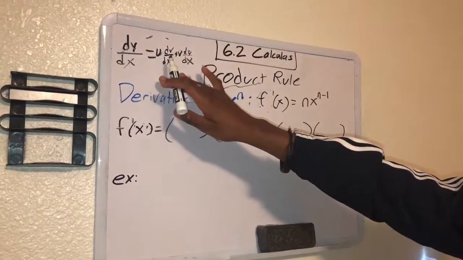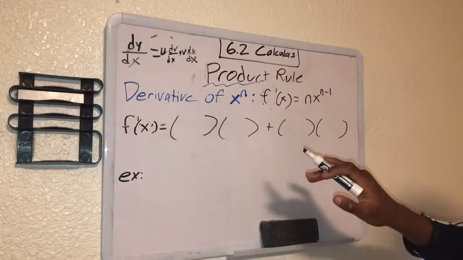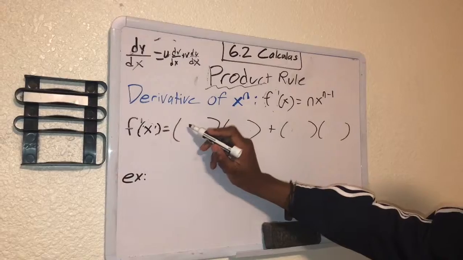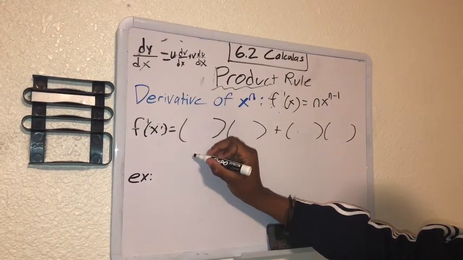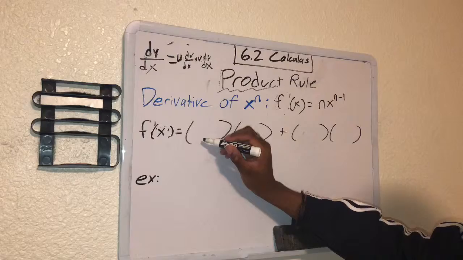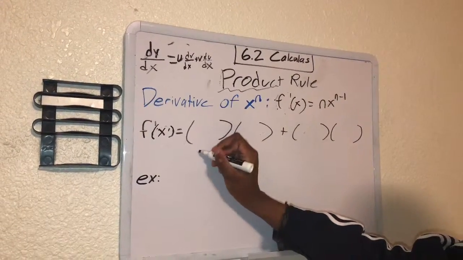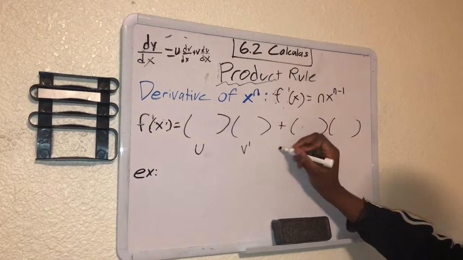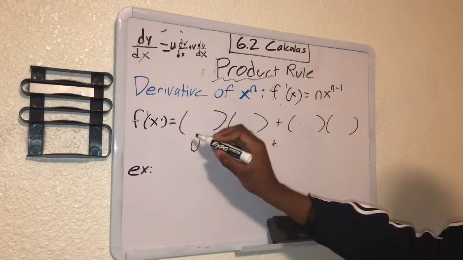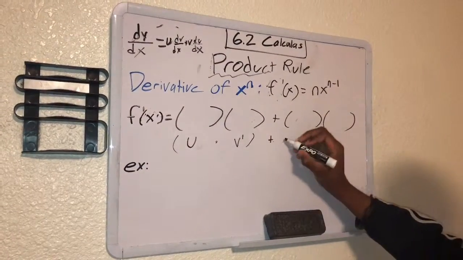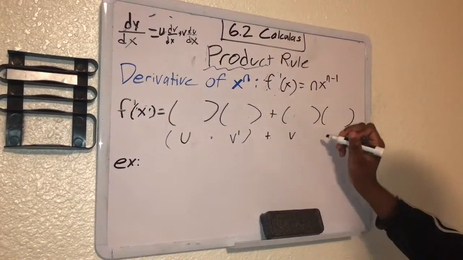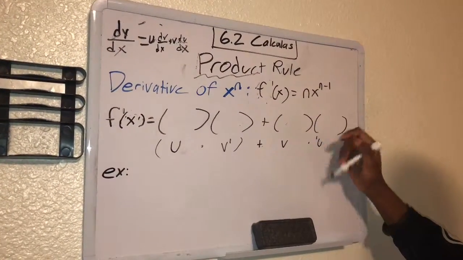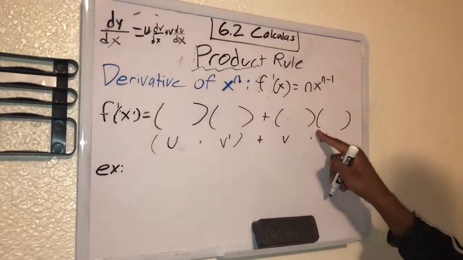What this means is you have two functions multiplying each other. In order to find the derivative of that, I'm going to write it underneath here and write in words what I mean. You have u times the derivative of v, multiplied together in one big group, plus v times the derivative of u.